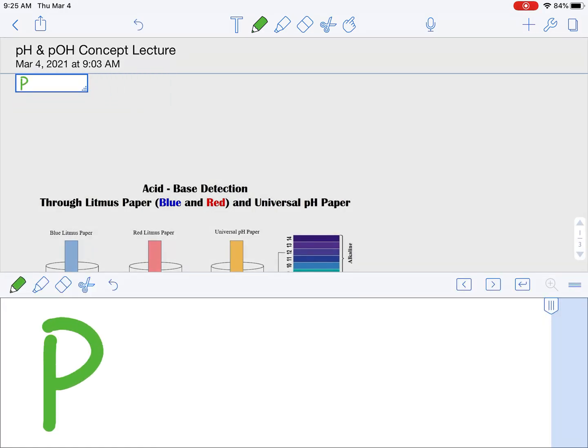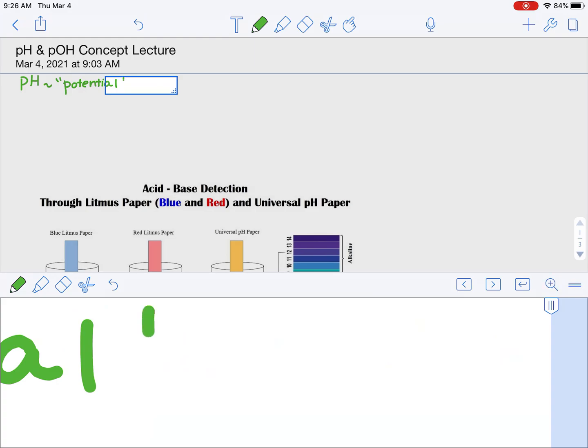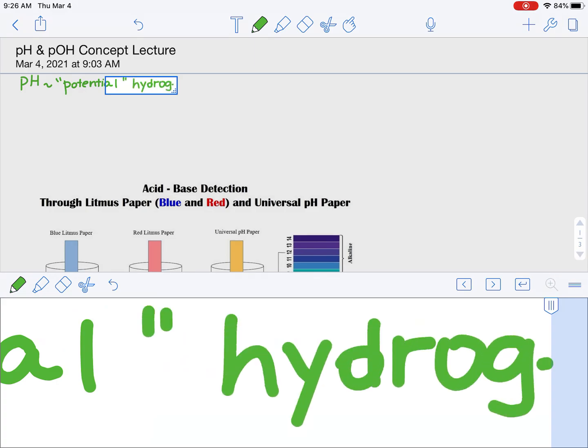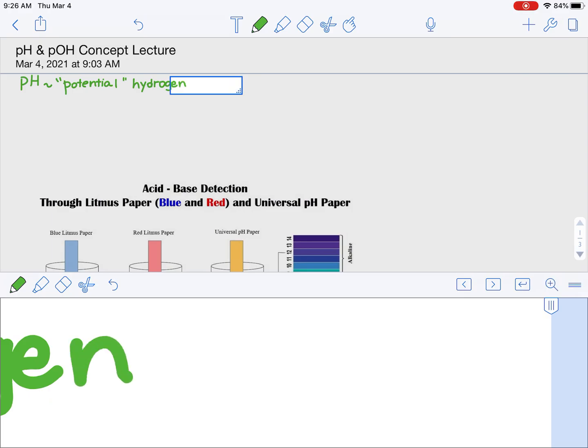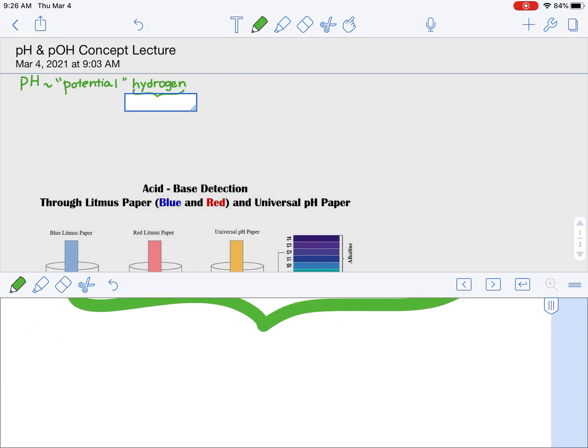Hi! Today's lesson is about the pH and pOH concept. Let's start with pH. Most people like to describe pH as the potential hydrogen. We will define it mathematically towards the end of the lesson, but to start things off, we'll think of it in this fashion. Potential hydrogen.